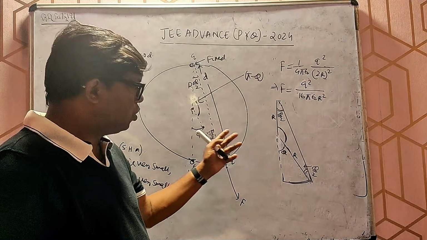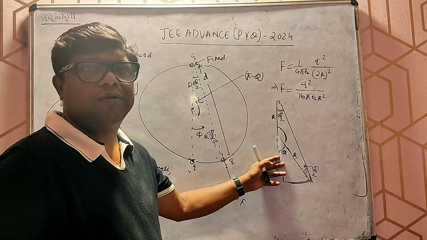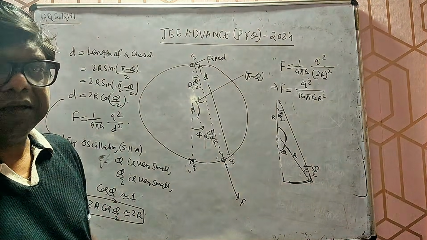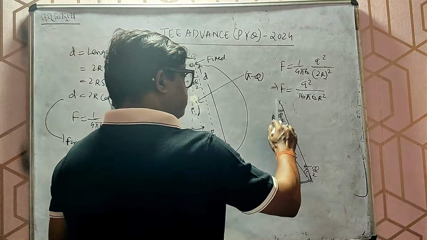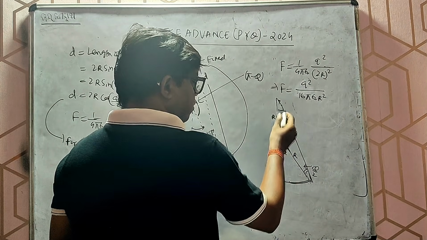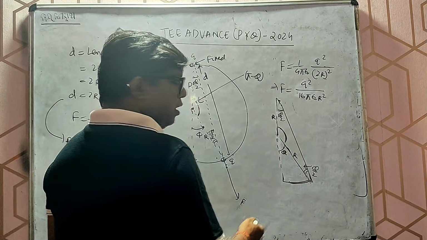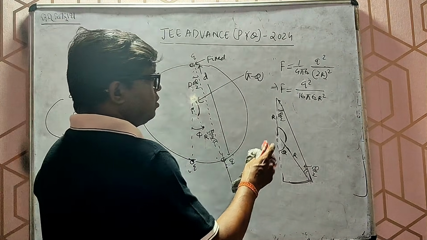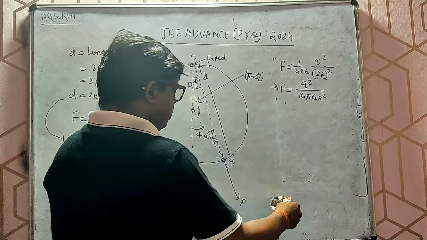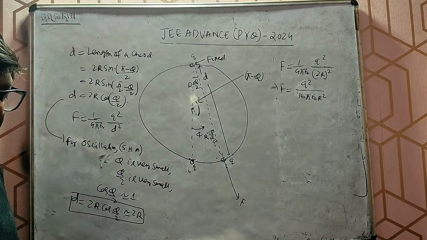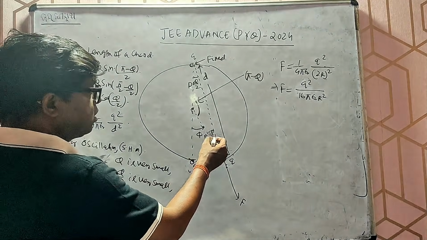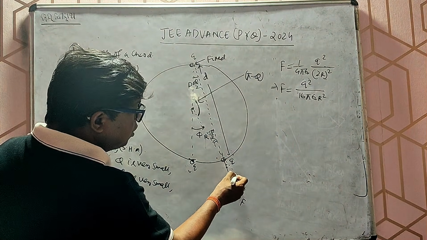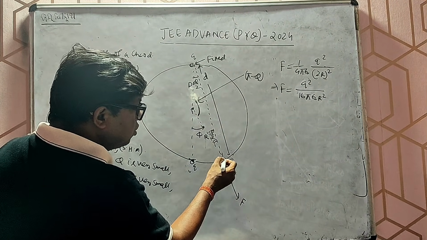I have drawn a similar diagram here for better clarity. So this is R. Just think that this is the force. This angle is phi by 2. So the component of that force, just this is the vertically opposite angle.